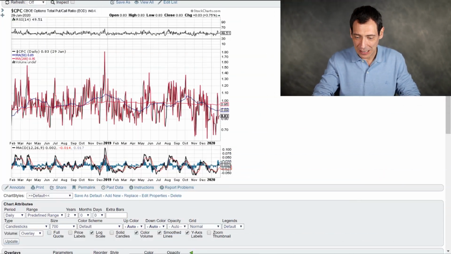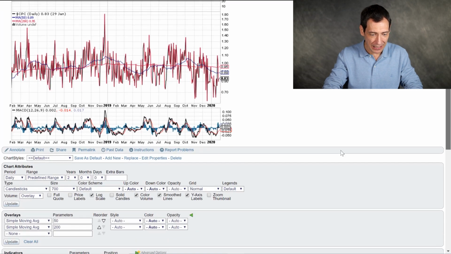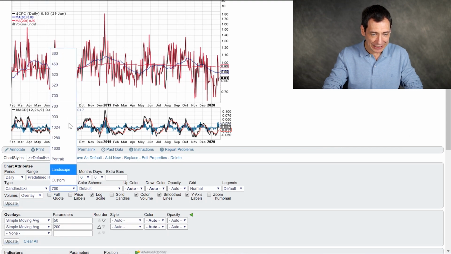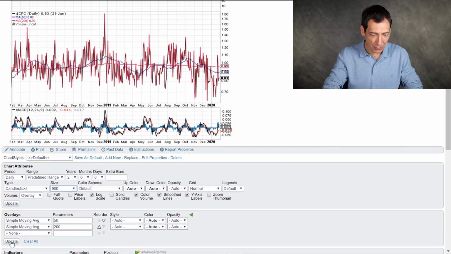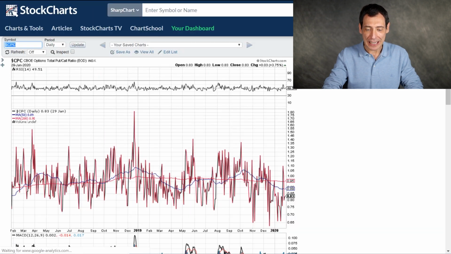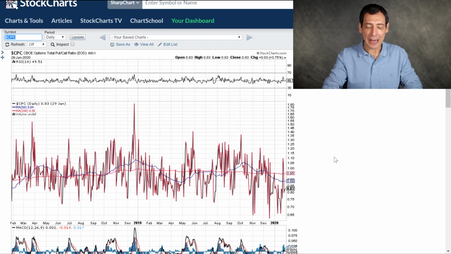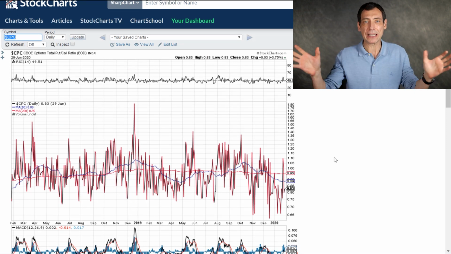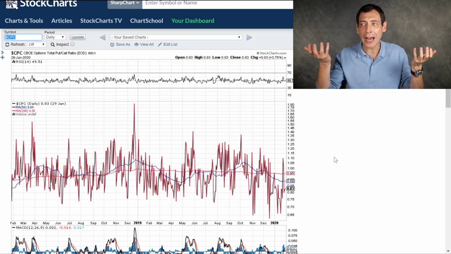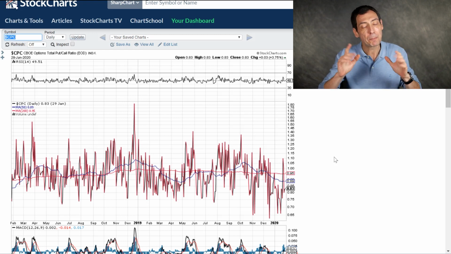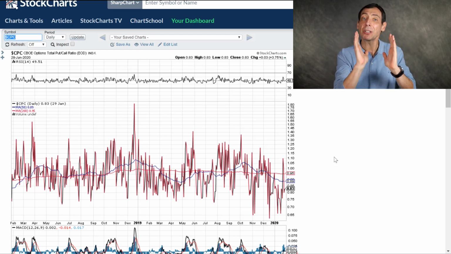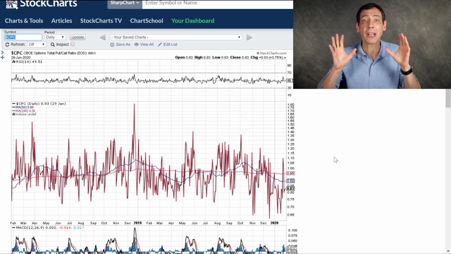So let me show you this. Let me make the chart a little bigger actually, so you guys can get a little better view of what's going on here. So again, this is the put to call ratio. And typically, the put to call ratio is random. Now you're thinking to yourself, why are you showing this to me if it's random? Well, it's random, but sometimes it's meaningful. And that's the only time we focus on it.